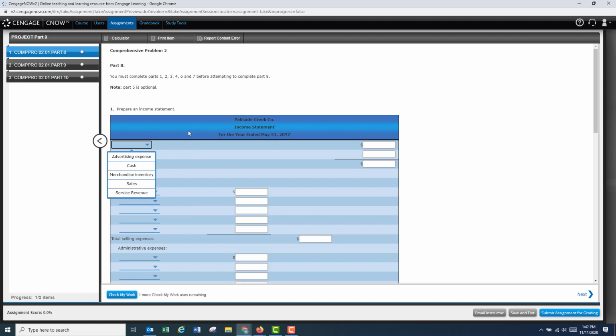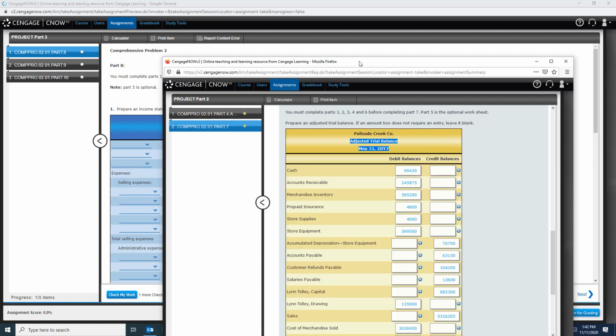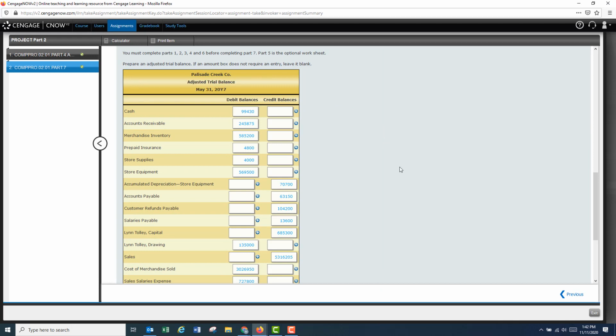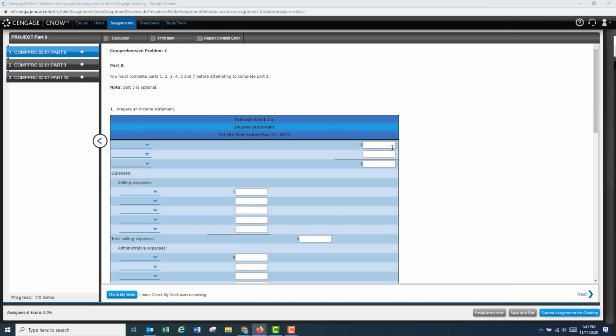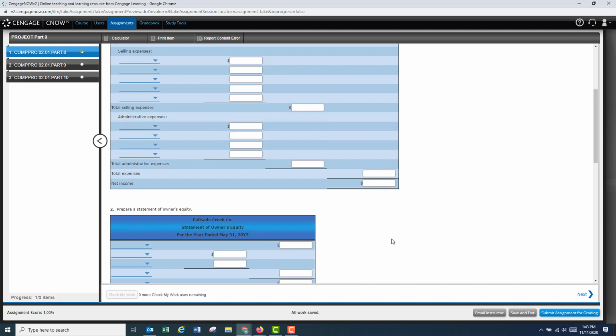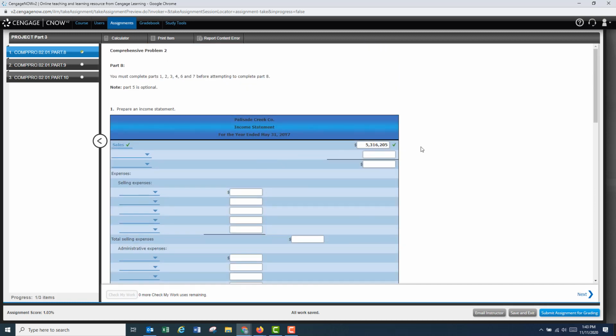So find the information for revenue, and again, that comes from right here. Where's revenue in project part 2? Adjusted trial balance. Sales. Okay, sales would go there, and here's the balance for it. Take this information, copy over to here. Okay, and remember, you have limited check my work, so use it wisely. Here, I used it, and you see it's correct.